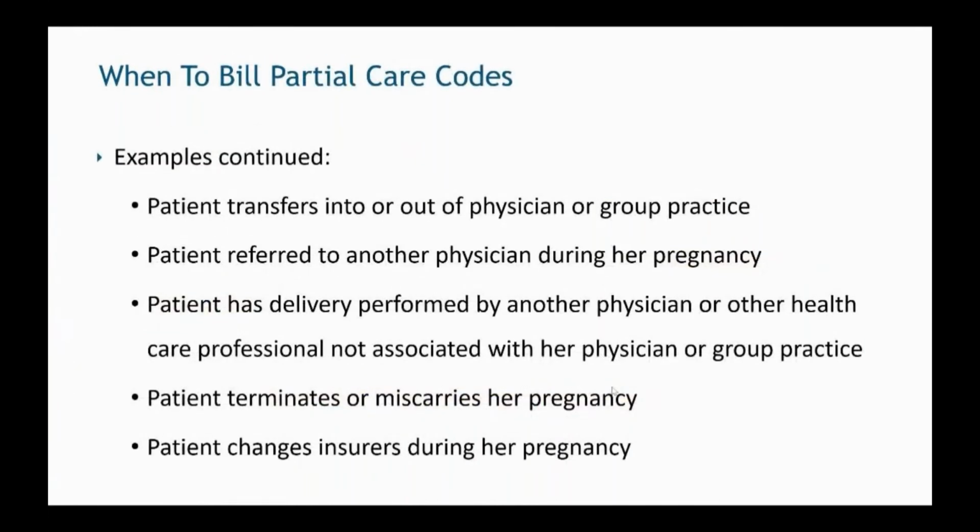Let's look at more examples. The patient transfers into or out of a physician or group practice because she moved out of state. The patient is referred to another physician during her pregnancy. The patient has delivery performed by another physician or other healthcare professional not associated with her physician group practice, or the patient terminates or miscarries her pregnancy, or the patient changes insurers during her pregnancy. Again, that's when you're going to have to bill partial care codes and not the global code.